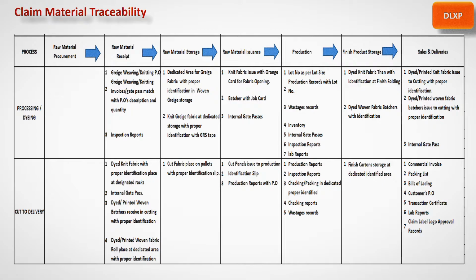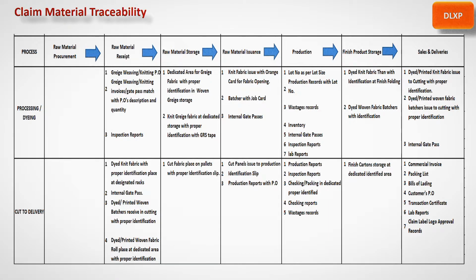In dyed printed woven fabric, rolls are placed in a dedicated area with proper identification. Raw material issuance: cut fabric is issued to the pallets with a proper identification slip. We mentioned the GRS or RCS products. For raw material issuance, the cut panel is issued to production with identification slips and the production reports with PO number. In production, you should have production reports, inspection reports, checking, packing, proper identification, checking reports and wastage record. Wastage record is very important on each process. From spinning till shipment, you should have a wastage record of each process.